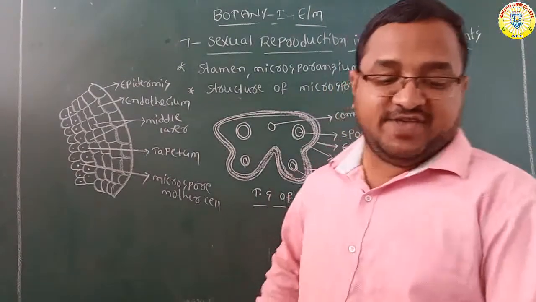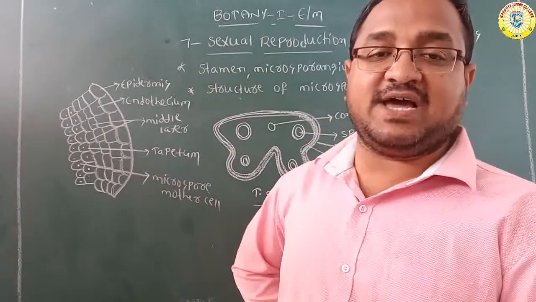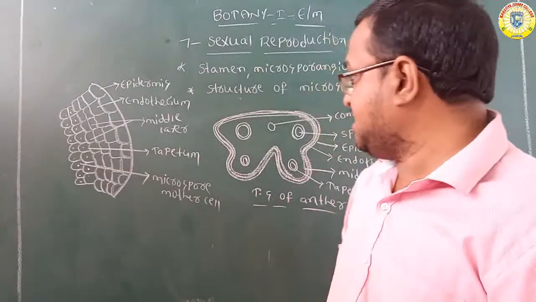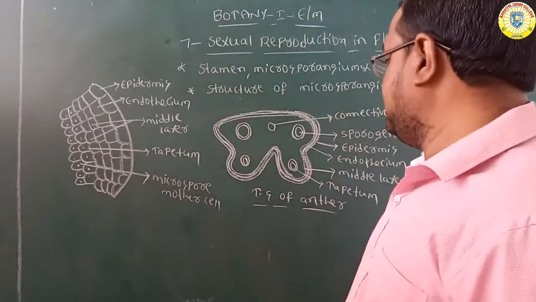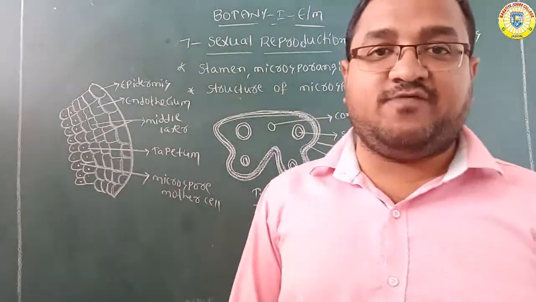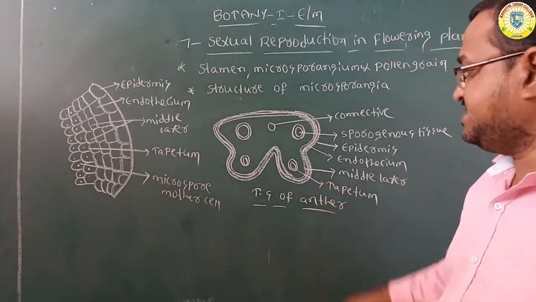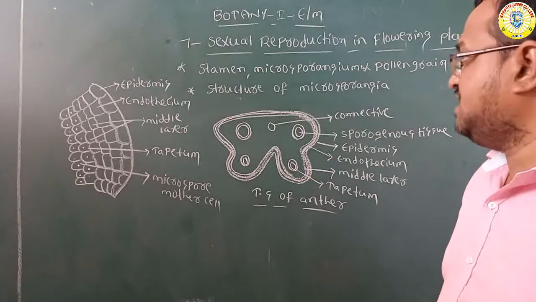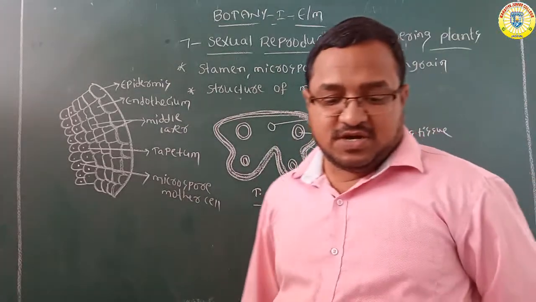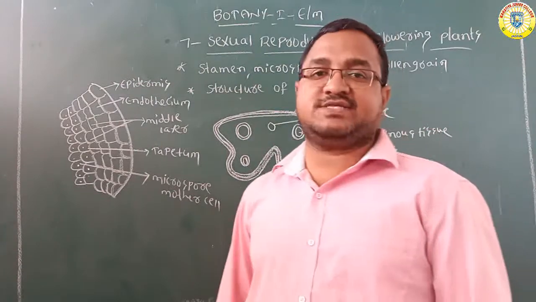But what about the structure of the microsporangium? You can see the transverse section of a typical microsporangium appears as a near circular structure. It is generally surrounded by a four-wall layer. But what are the four layers, the four walls?